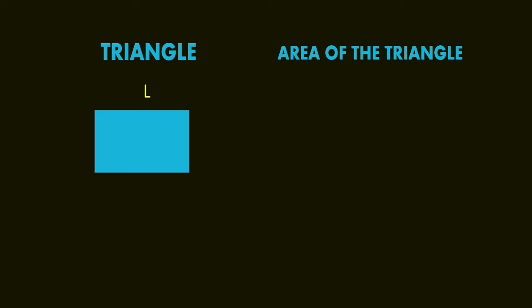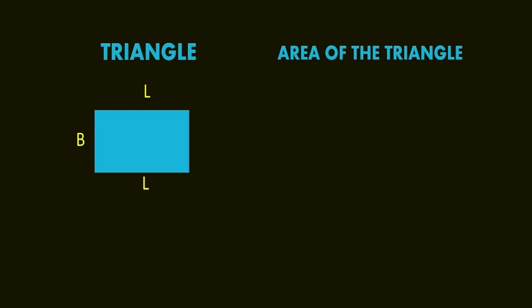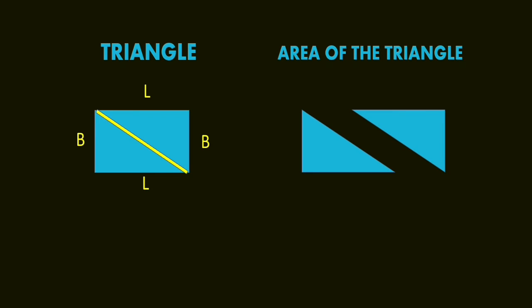Now I'm going to divide this rectangle into 2 equal halves. So as we know, for any rectangle we have length and breadth. Just now we have seen. So we have length and breadth. Now I'm going to divide this rectangle into 2 equal halves in this way. Now what I got? I got 2 pieces of triangle, right?